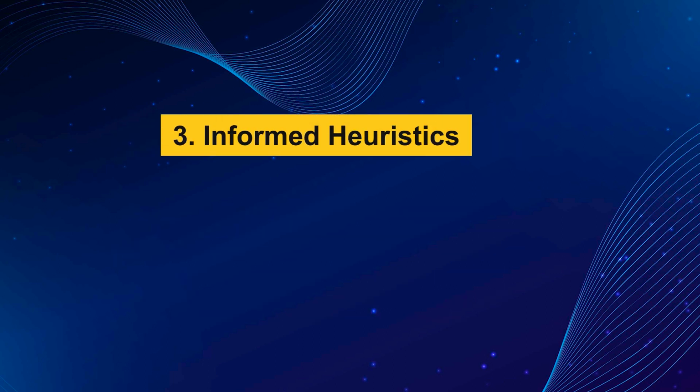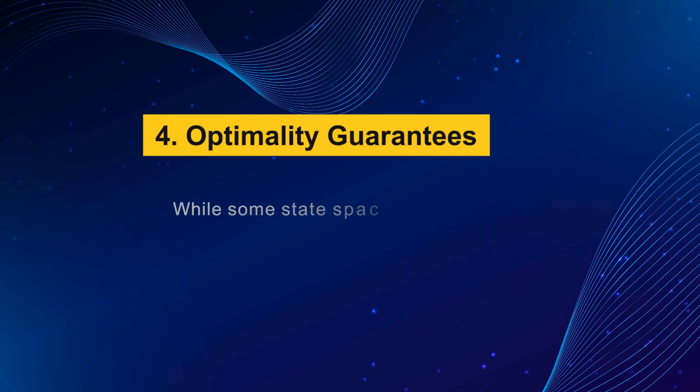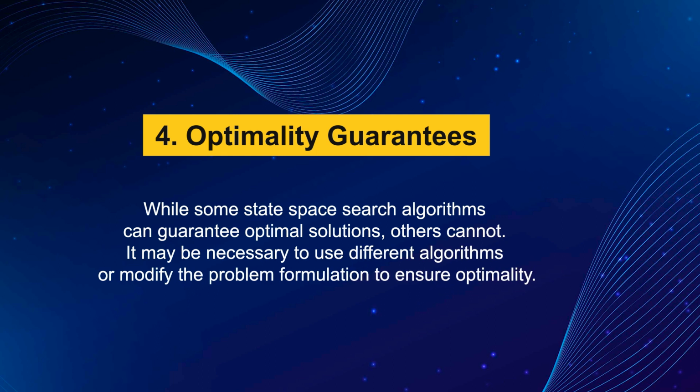Next is informed heuristics. Using heuristics to guide the search can be beneficial, but finding effective heuristics can be challenging. Poorly chosen heuristics may mislead the search algorithm and lead to suboptimal or incorrect solutions. Next is optimality guarantees. While some state space search algorithms can guarantee optimal solutions, others cannot. It may be necessary to use a different algorithm or modify the problem formulation to ensure optimality.